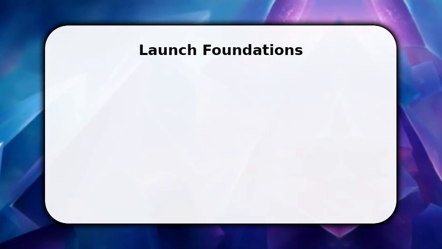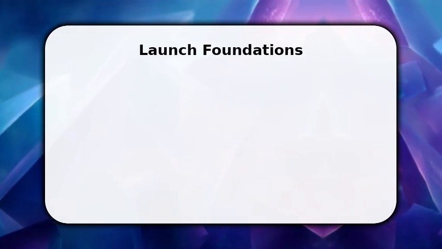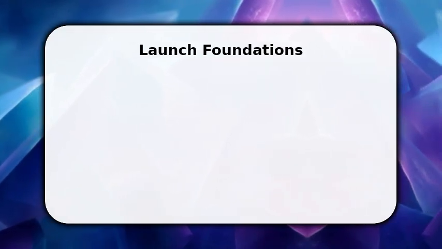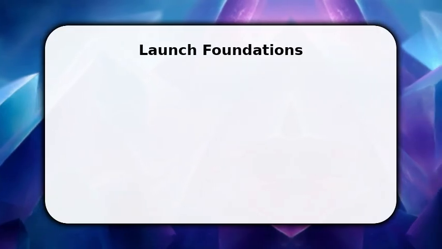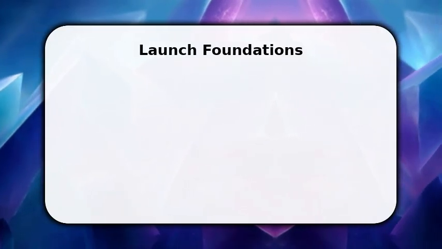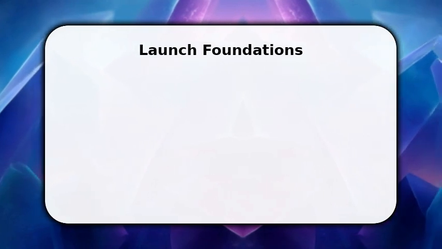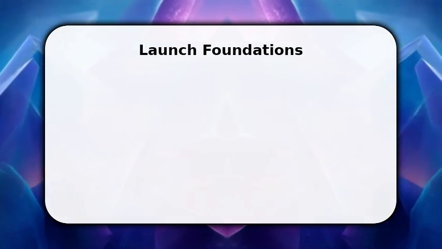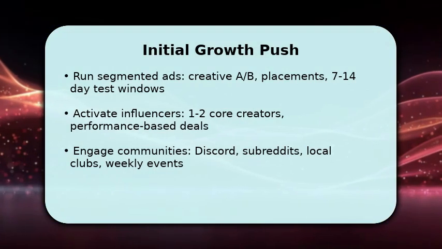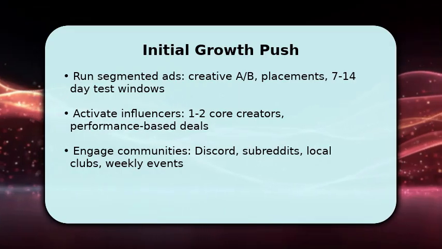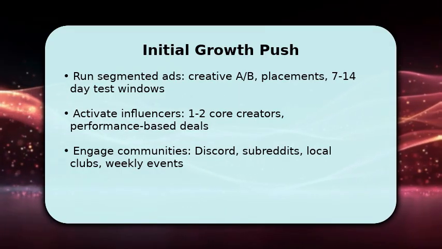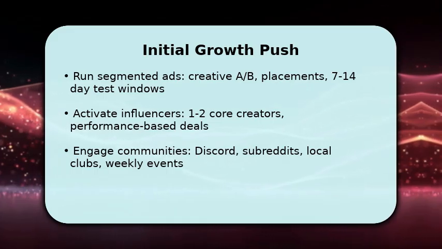While you finalize creative, set up analytics and tracking links so you can measure installs, retention, and campaign ROI from day one. You now execute focused acquisition and engagement steps. Start segmented ad tests with 2 creatives and measure over 7 to 14 days, optimizing by cost per install and retention. Once you see winners, scale budgets.